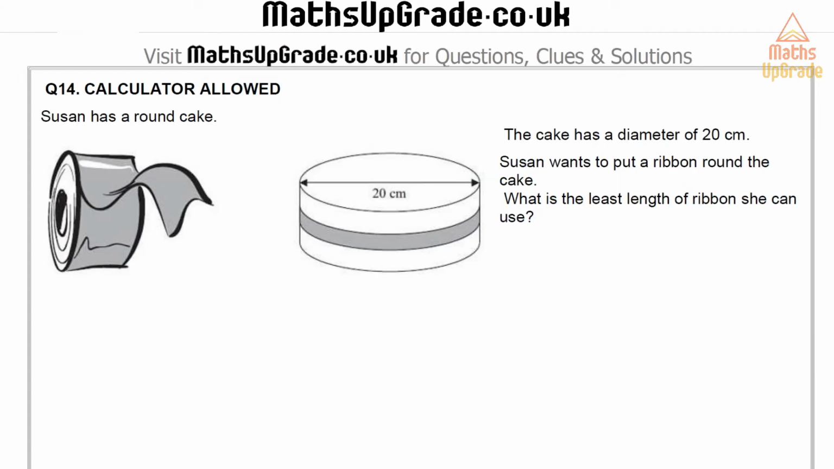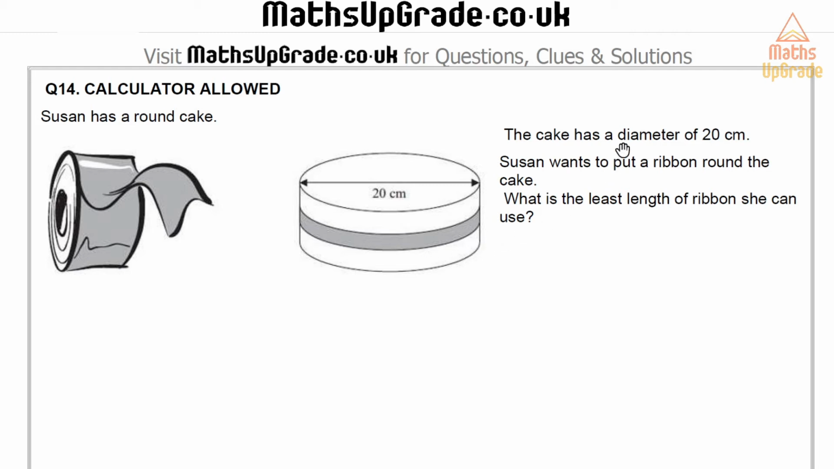Okay, question 14. So Susan has a round cake. The cake has a diameter of 20 centimeters. So that's from edge to edge, straight through the middle. Susan wants to put a ribbon around the cake. What's the least length of ribbon she can use? So without any overlapping, how much ribbon will she need?